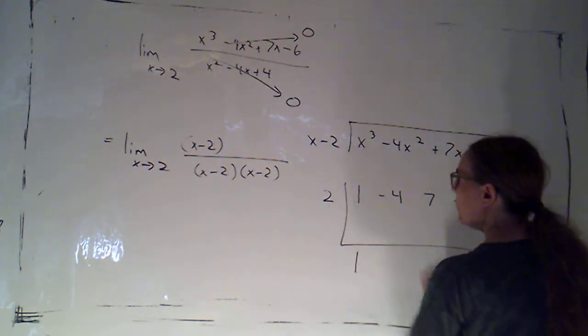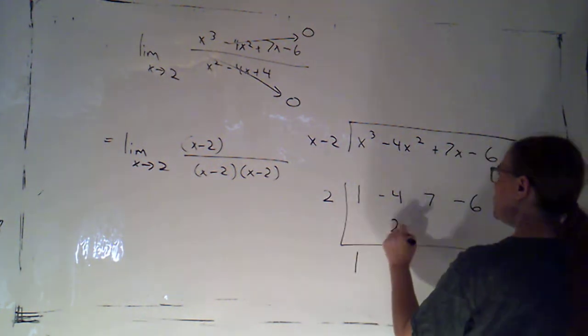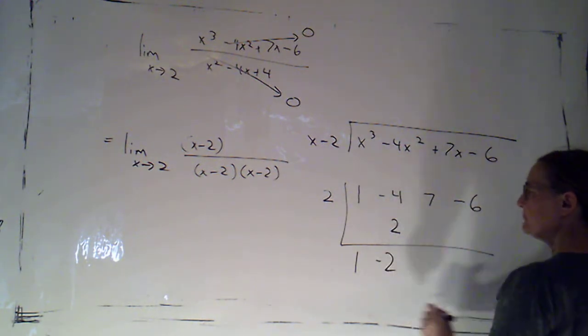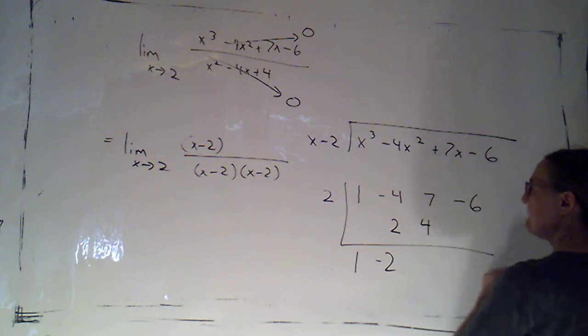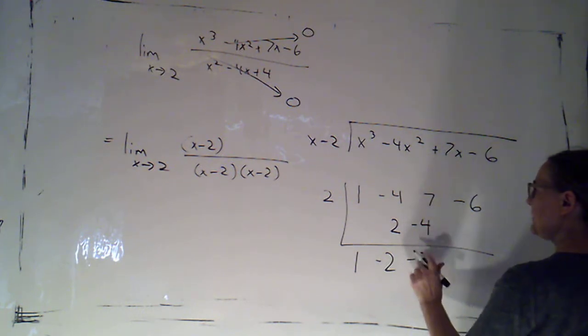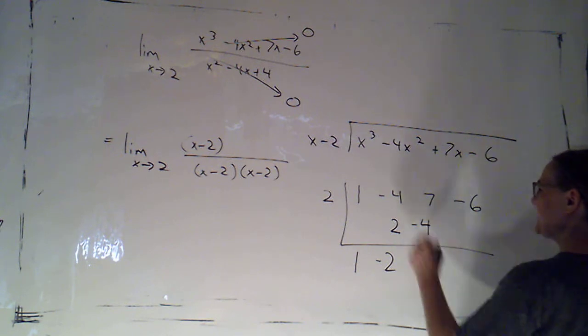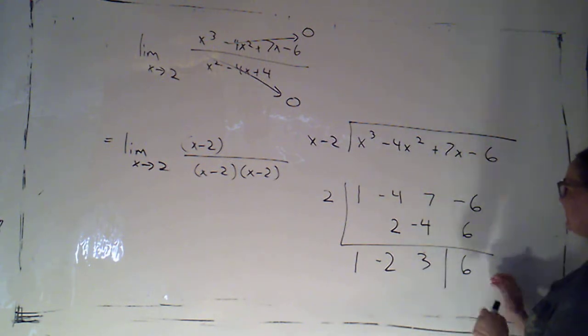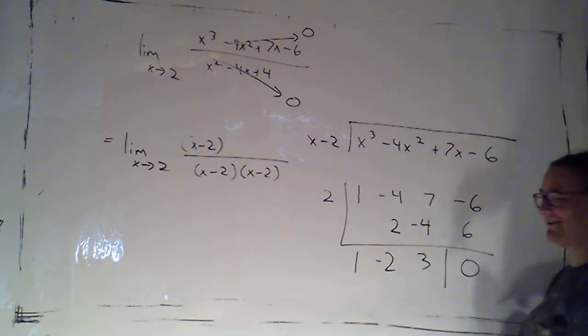All right, 1. 1 times 2 is 2. Add that to negative 4 and get negative 2. Times 2 is negative 4. Add that to the 7 to get a 3. Times 2 is 6. Negative 6 plus 6 is 0. Oops, sorry, is 0. There we go.